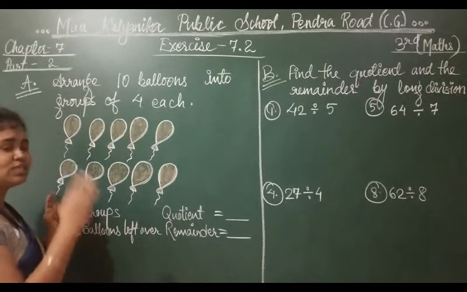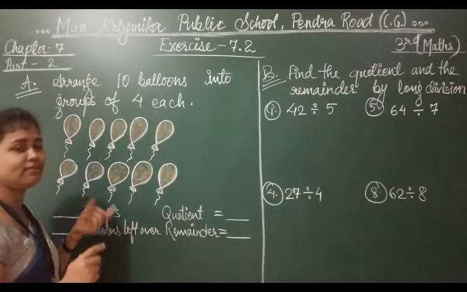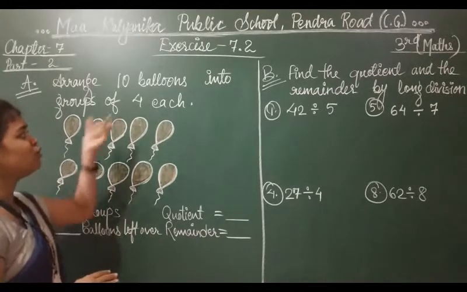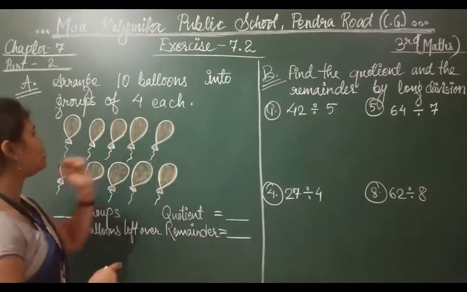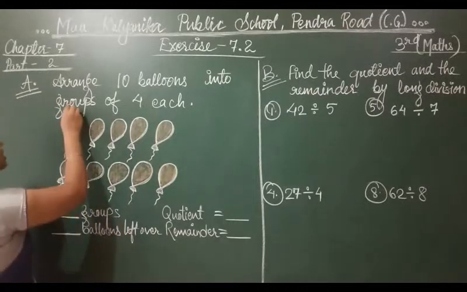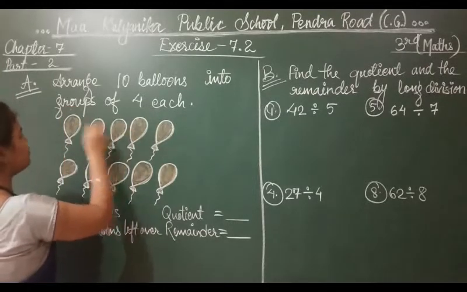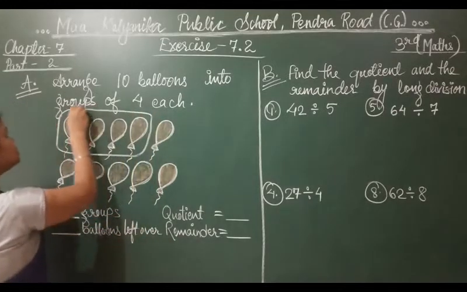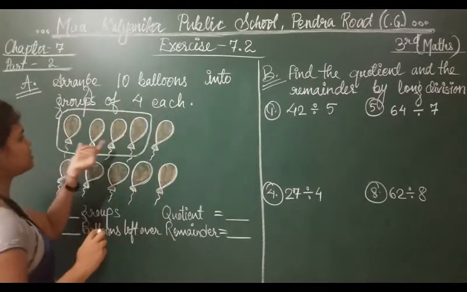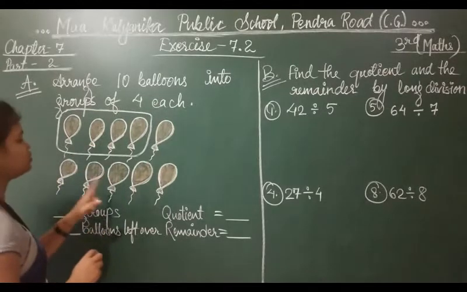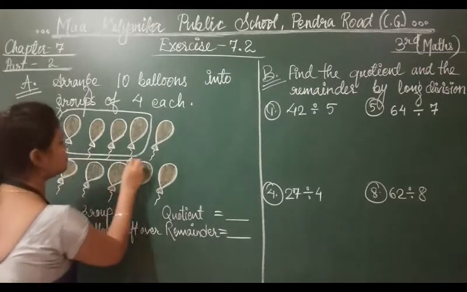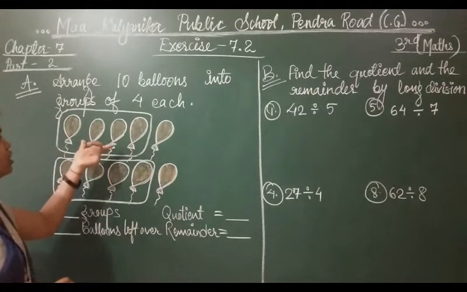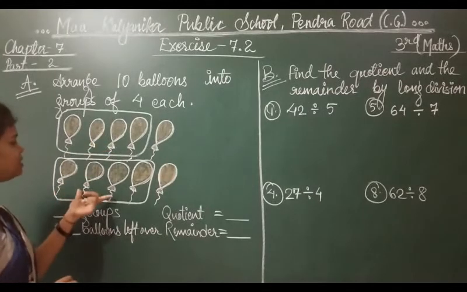So this question is completely dependent on division, students, because we have to divide all these balloons into 4. So how to divide it? See, if I take 1, 2, 3 and 4, I take these together. These are the 4 balloons, so it is a group of 4 each. So the first group is here. Then 1, 2, 3, 4, I take the second group. So this is the second group. How many groups of 4 are there? This is the first group, this is the second group.